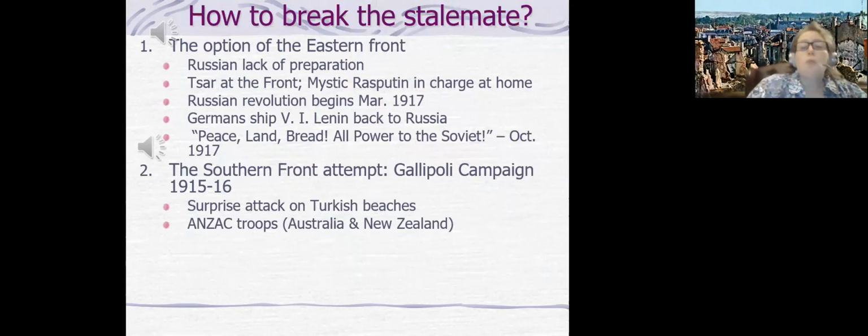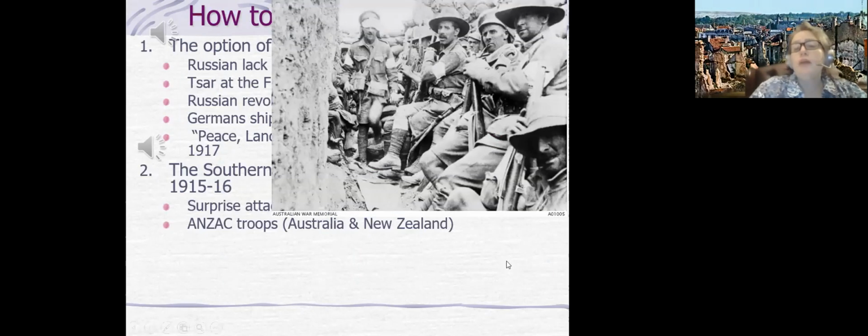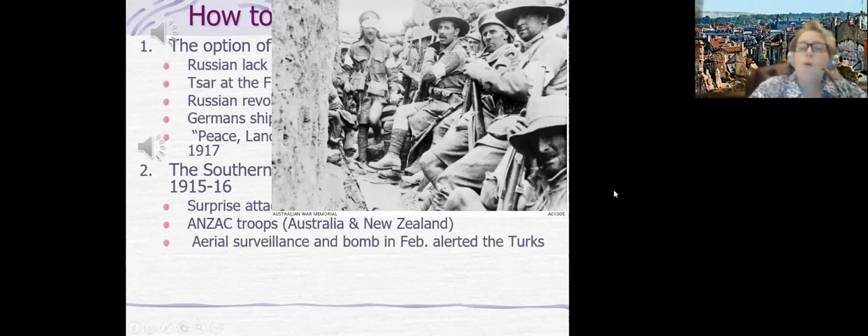But what goes wrong? Well, there are the Australian and New Zealand troops. There's some aerial surveillance of the area and some bombardment in February of 1915. That aerial surveillance and some bombs that are dropped actually create a problem because it alerts the Turks that somebody's watching this area. And that really loses the Allies the element of surprise quite thoroughly.